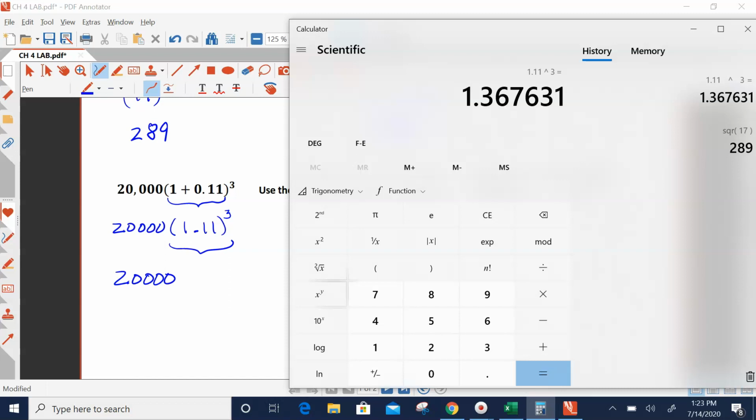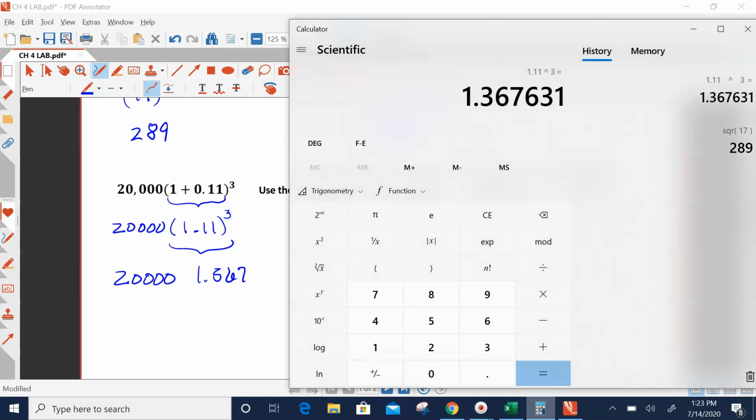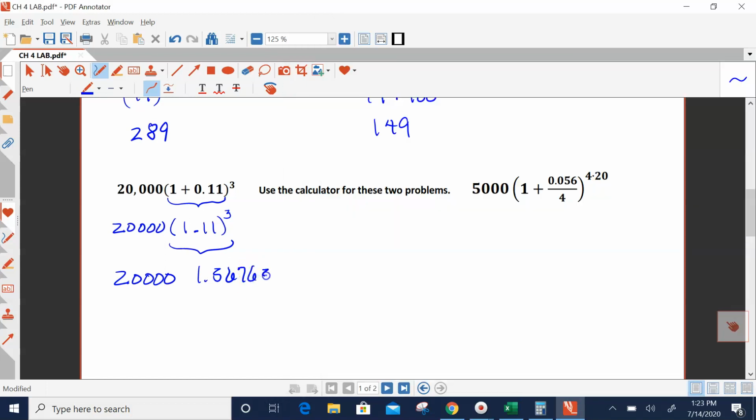What do I need to do with that result? Well, you'll notice, actually, let me copy it down. 1.367631. The operation between that and the 20,000 is multiplication. So now I need to multiply that result times the 20,000. And when we're doing problems like this, we do not round until the final answer.